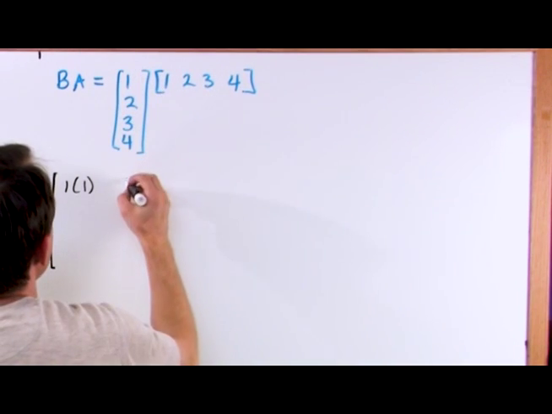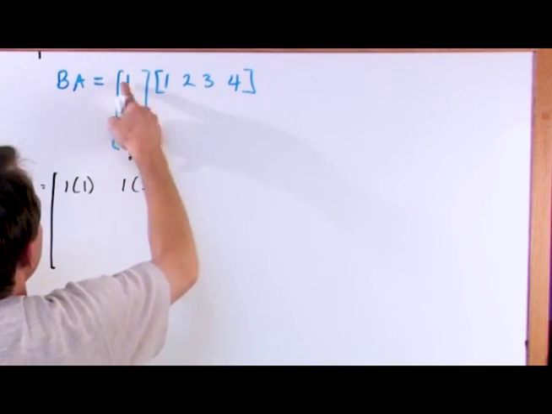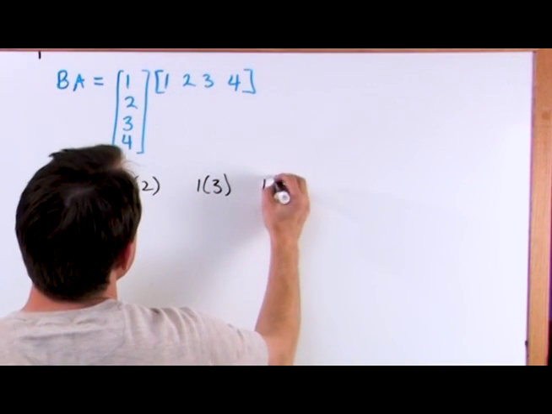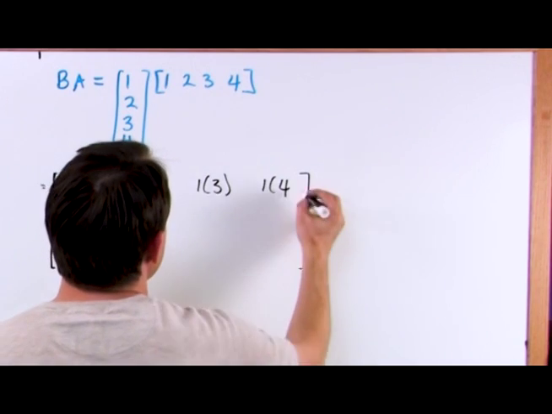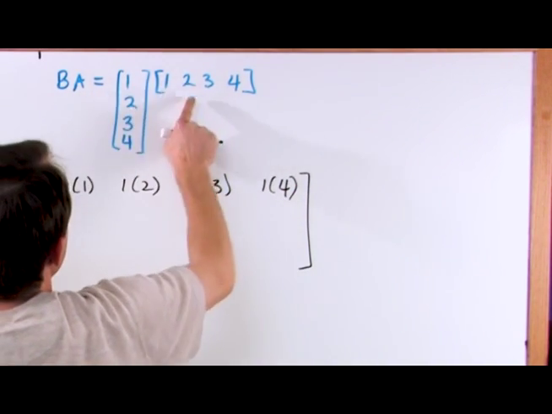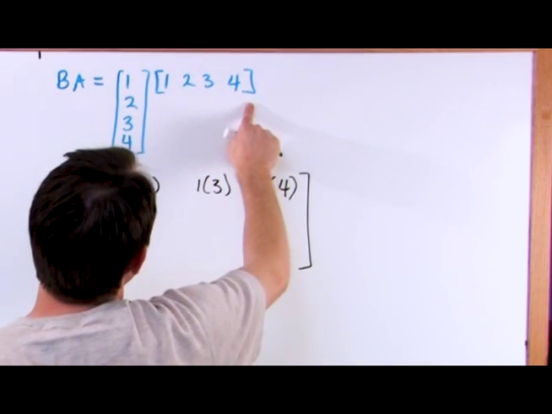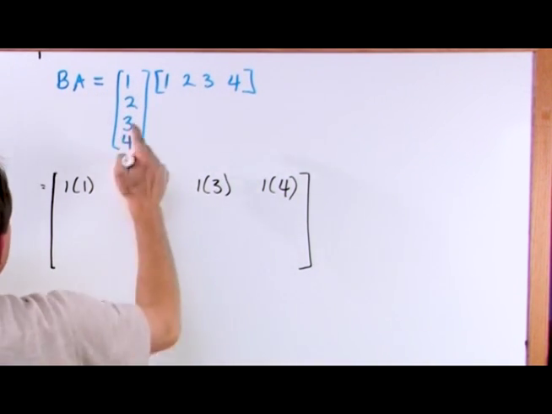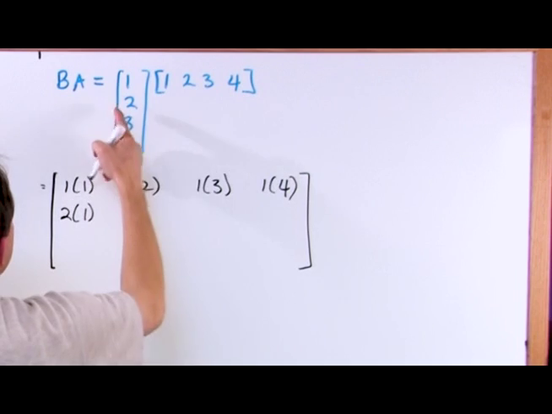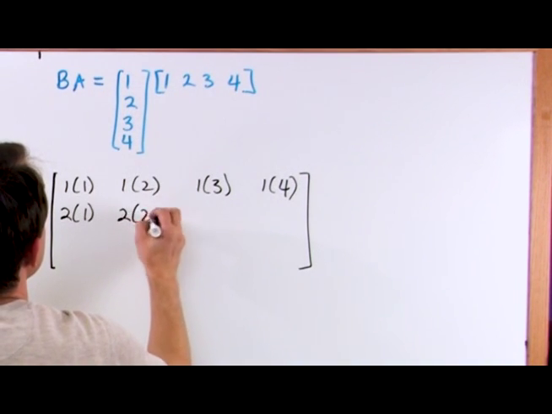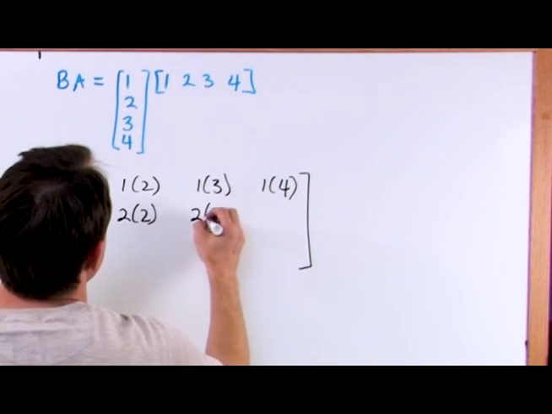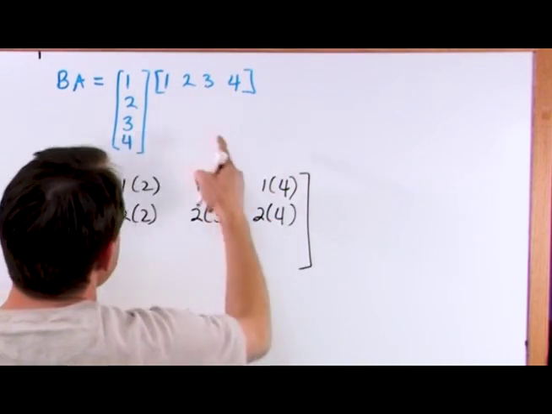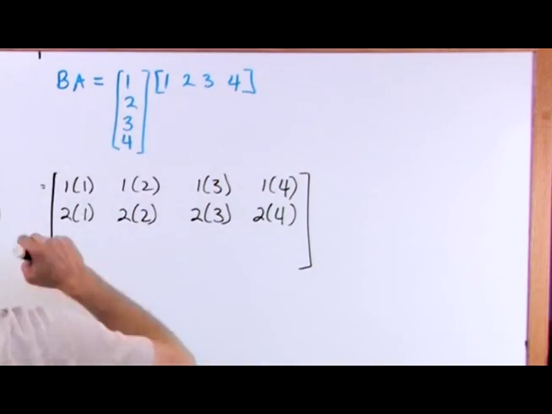Over and down. 1 times 2. Over and down. 1 times 3. Over and down. 1 times 4. Okay? So I've gone over and down, over and down, over and down, over and down, all the way to the end. There's nothing else to do. I just need to start over on the next row. Over and down. 2 times 1, 2 times 2, 2 times 3, 2 times 4. Again, I'm all the way done with that guy, so I go to the next row.